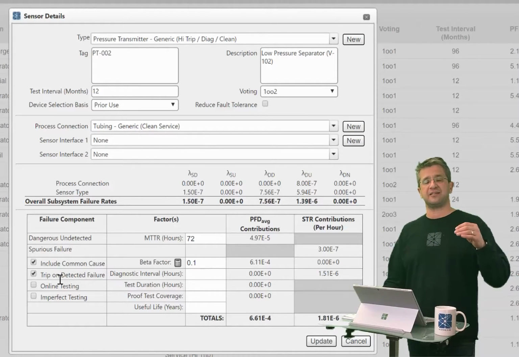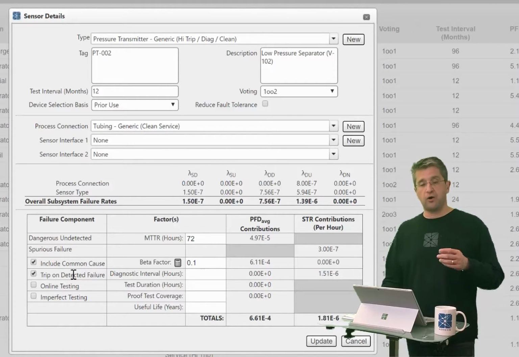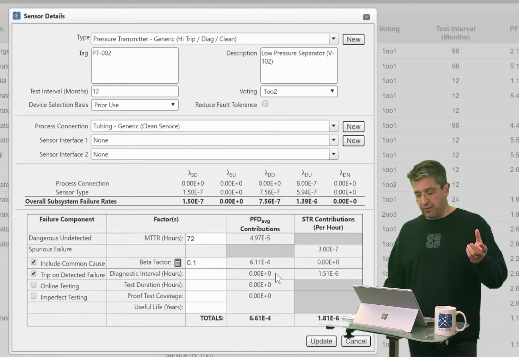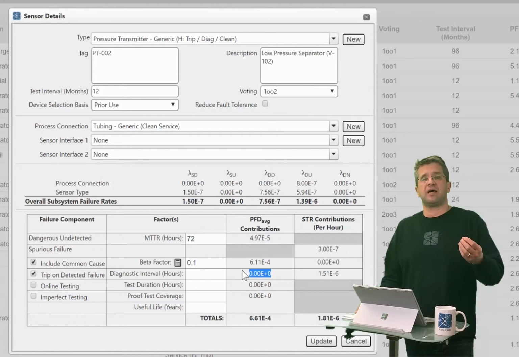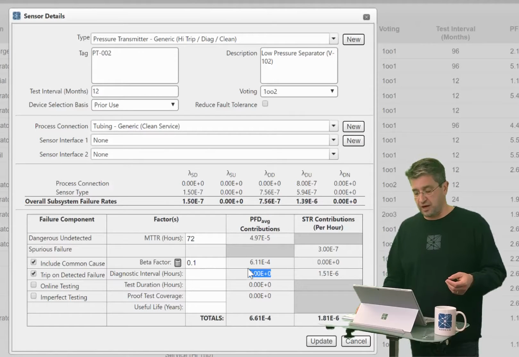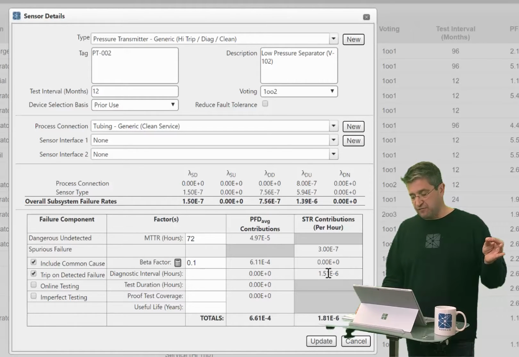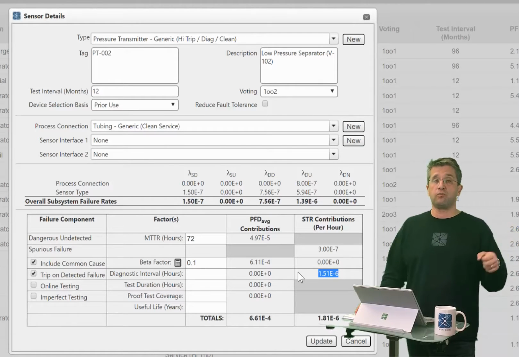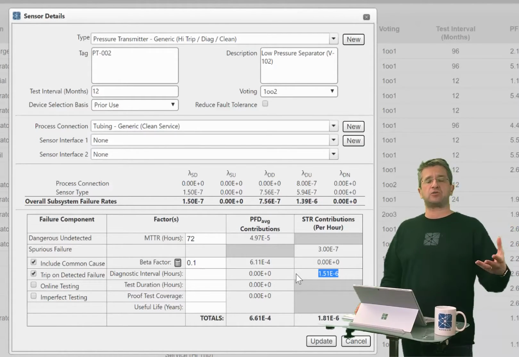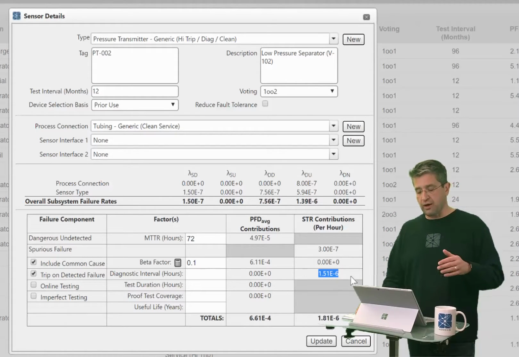So in that case, the dangerous detected failures, or the DD term, is what we're calculating now, would be 0 for probability of failure on demand, because there's a 0 amount of time that the device is in the failed state due to a dangerous detected failure and the process continues to operate. But that dangerous detected failure rate then gets converted into a spurious trip rate. So a dangerous detected failure will result in a plant shutdown when there was no actual demand that would cause the plant to shut down. So that's where that goes.